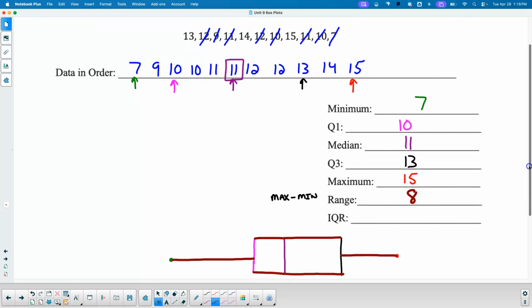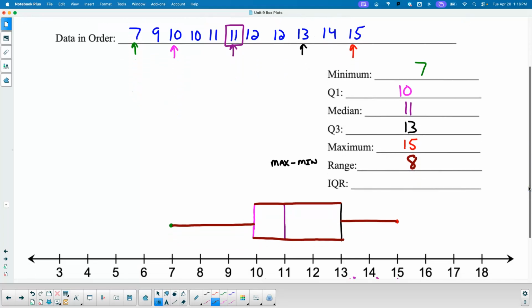This one down here at the bottom called IQR, that's called the interquartile range. Okay? So that's the range between your two quartiles. So that would be Q3 minus Q1. Okay? So Q3 minus Q1 is 3.